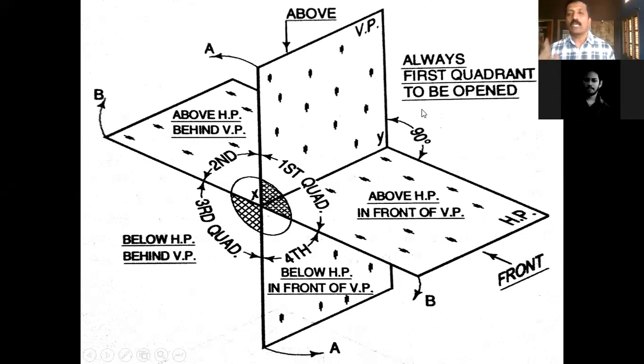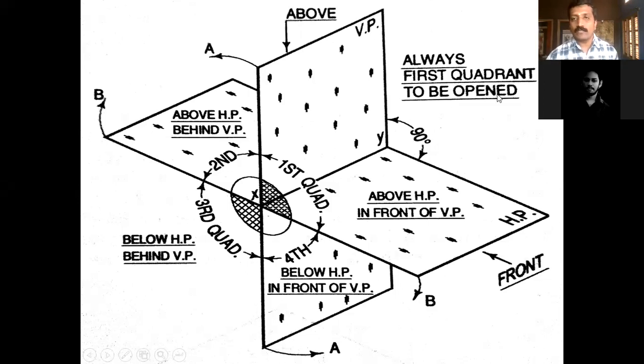Once again, I'll repeat it. If the object is situated somewhere in the first quadrant, look at the cursor, wherever the cursor is, the object is situated there. The position of this object is above HP some distance and in front of VP some distance. Above HP is this distance, in front of VP is this. Why above HP? Because this is HP, and above it I am taking some distance. That's why it is called above HP.